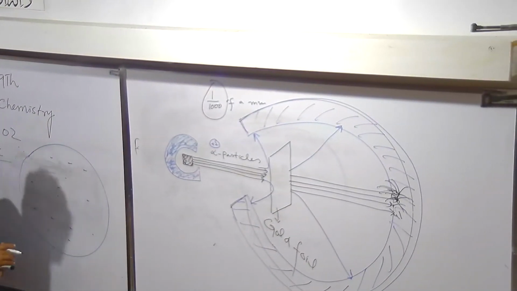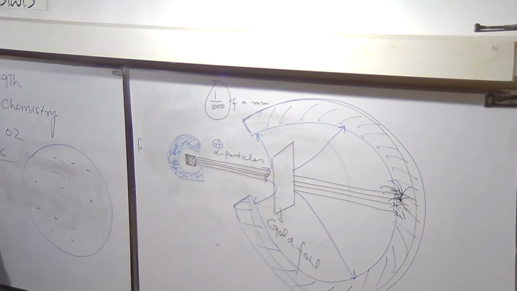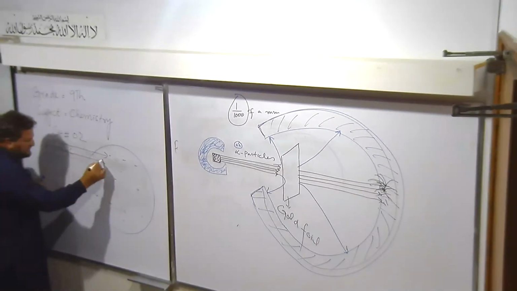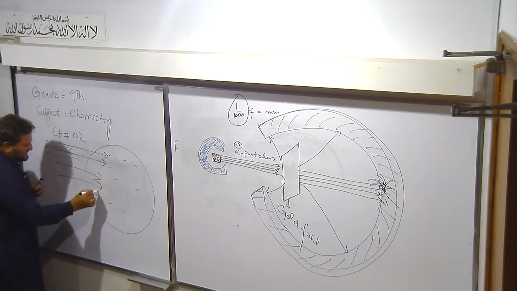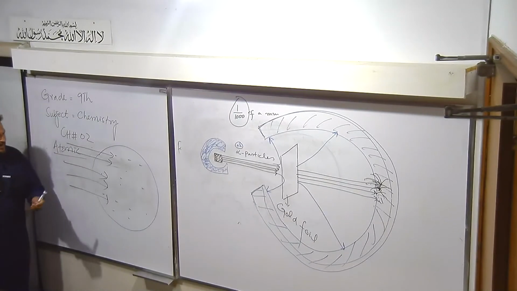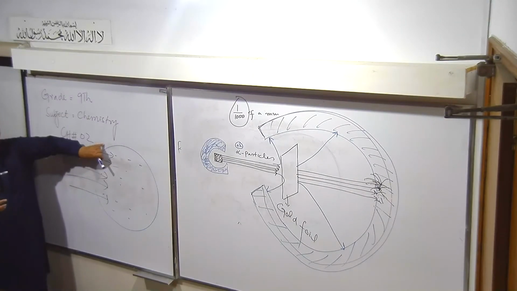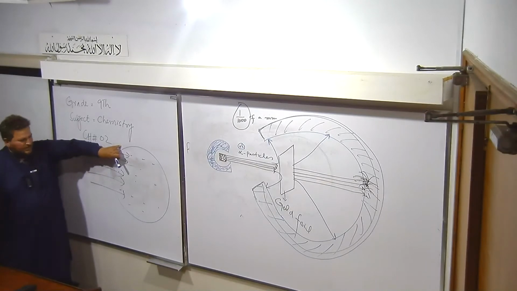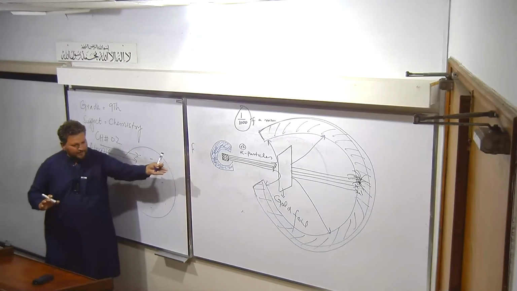Because when the radiations were coming, these are the radiations. They are coming. And if they strike the electrons, the electrons are very small as compared to the huge alpha particle. So electron cannot block them. It's impossible for the electron to block these particles. That's why most of the radiation were directly passed.